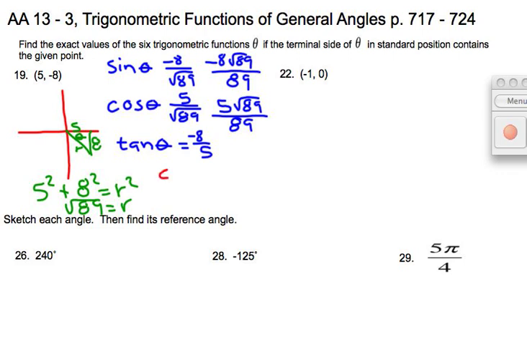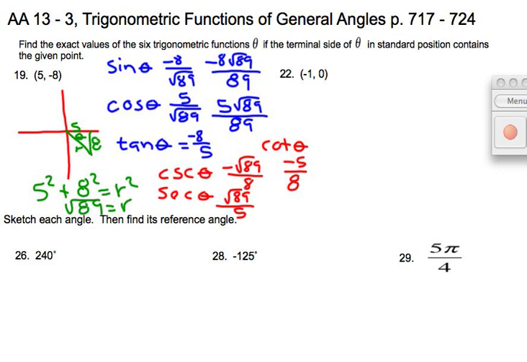So again, cosecant is the reciprocal of the sine. So I'll have a negative square root of 89 over 8. Secant is the reciprocal of cosine. So I'll have the square root of 89 over 5. And then my cotangent is the reciprocal of my tangent. So a negative 5/8.